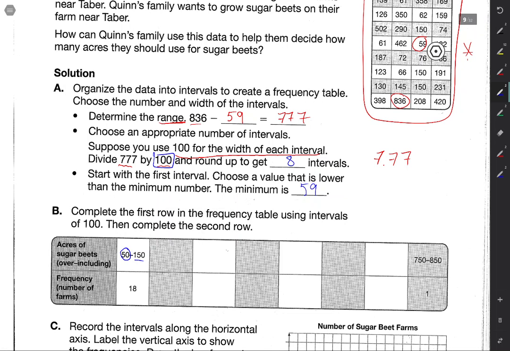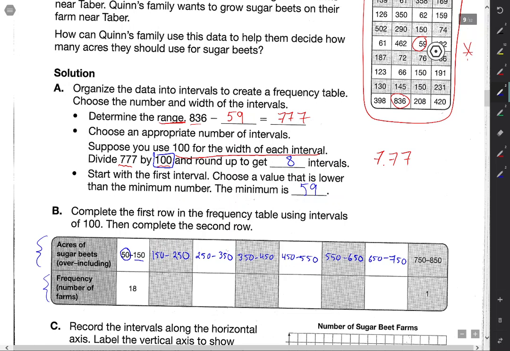So let's complete the rest of this chart here. The next interval would be from 150 to 250. The next one would be 250 to 350, and so on. So I'm going to work all the way to the end there. So now I filled out all of our intervals in this row of our chart here. Next, we need to look at the frequency. Remember, the frequency is the amount of times something occurs.